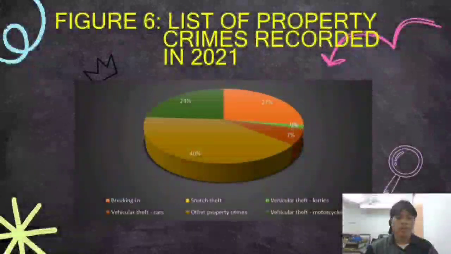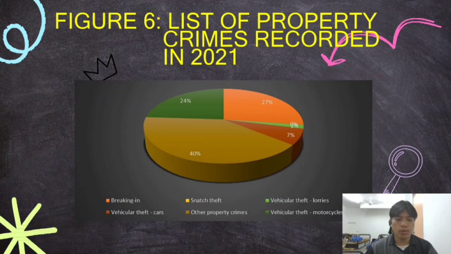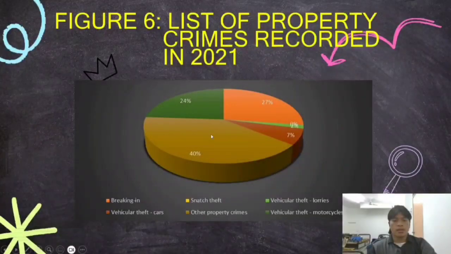As you can see from the chart, a large majority of property crimes recorded in 2021 was other property crimes, whereas the least was snatch theft. Exactly 2/5 of property crimes recorded was from other property crimes, whereas less than a third was breaking in. And lastly, there were no recorded cases of snatch theft in 2021. To conclude this chart, the most popular property crime recorded in 2021 was other property crimes, at 40%, while the least popular was snatch theft, with no recorded cases at all in 2021.